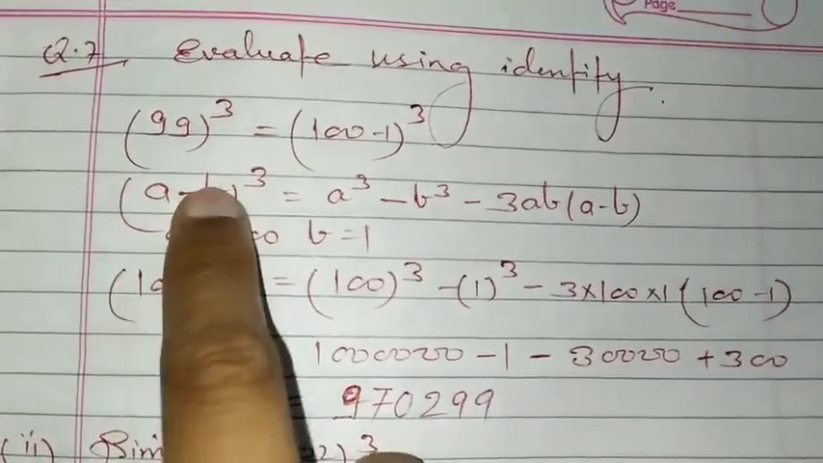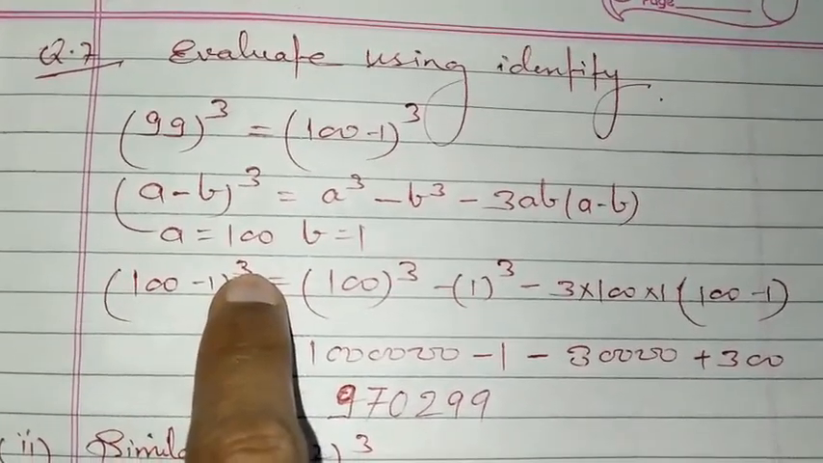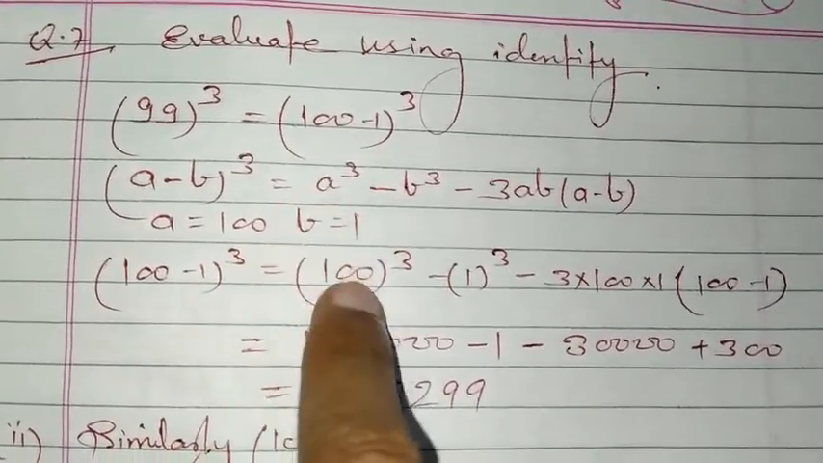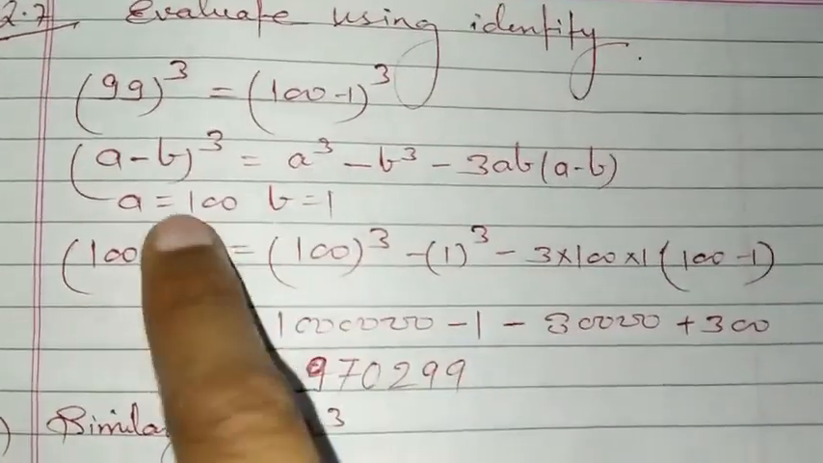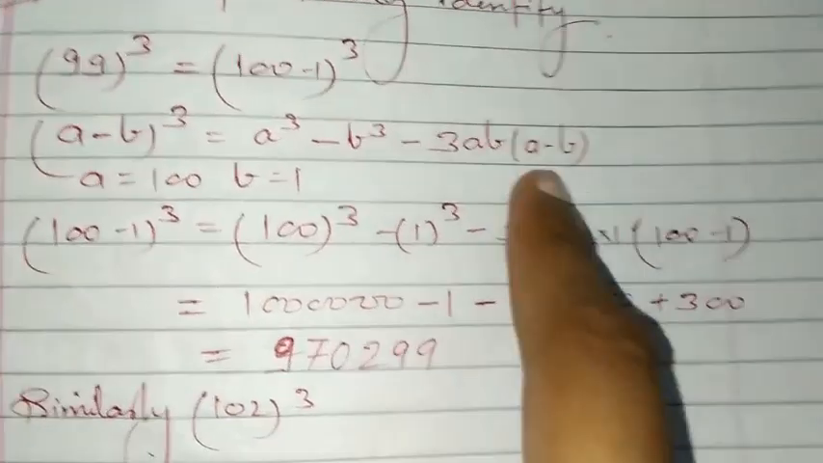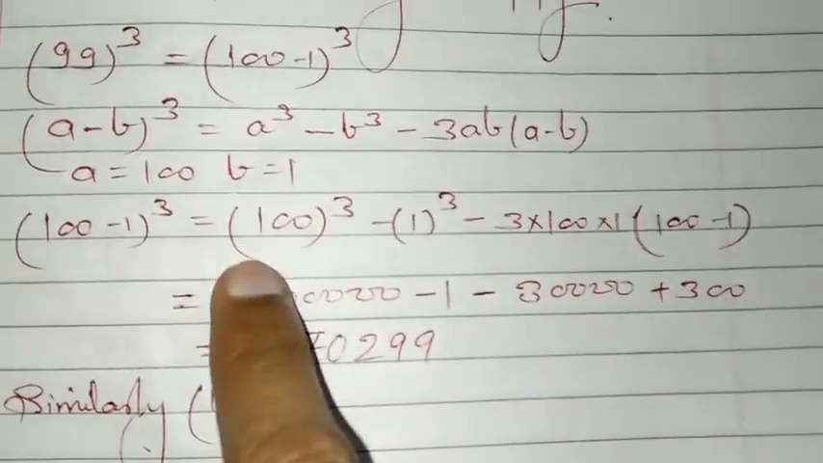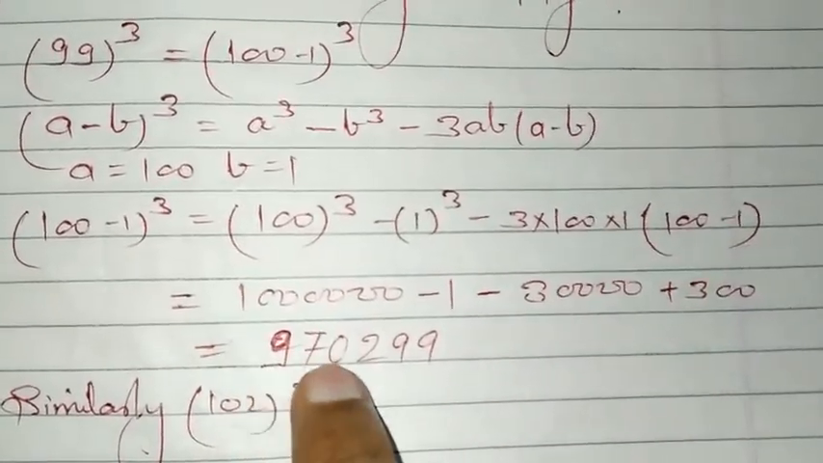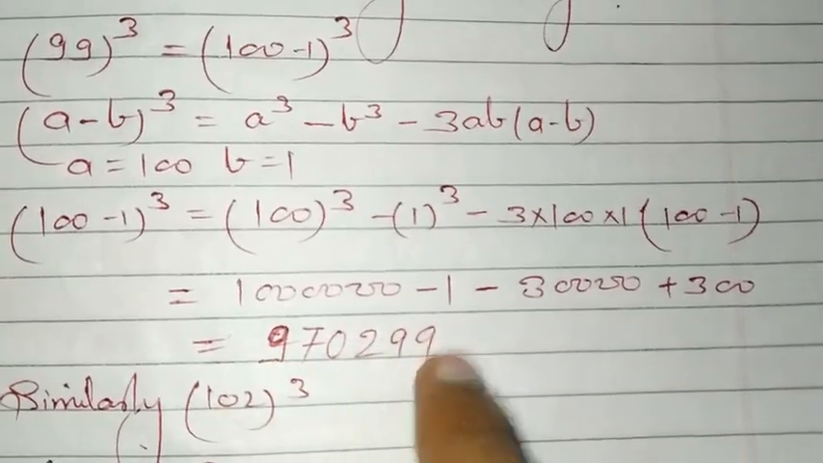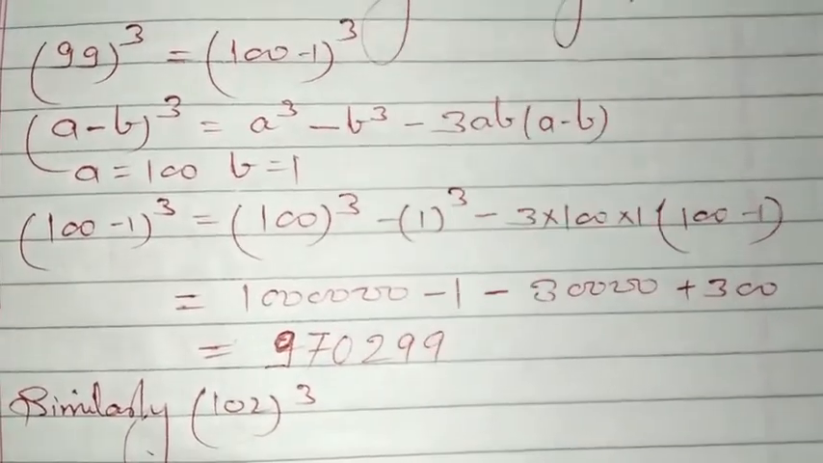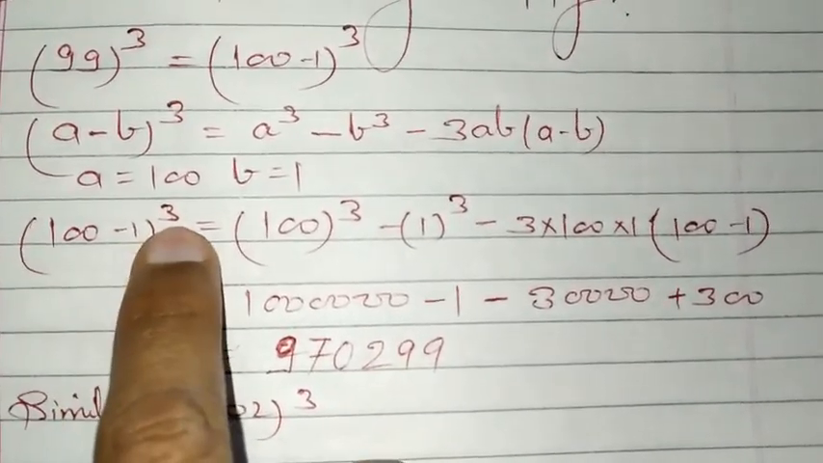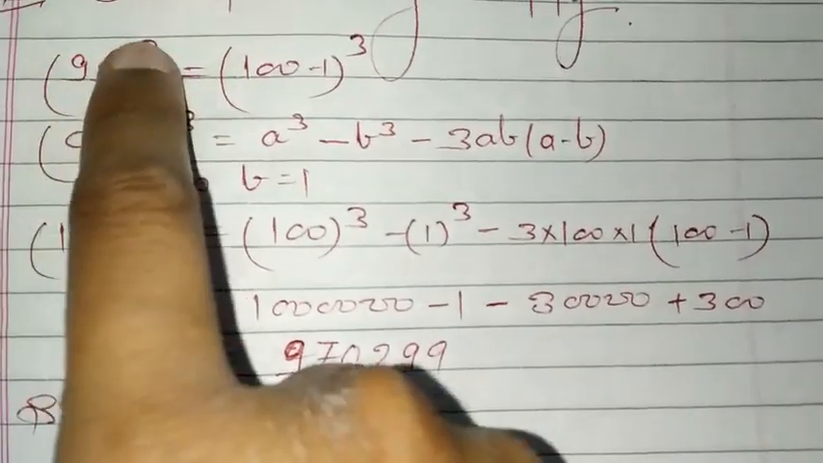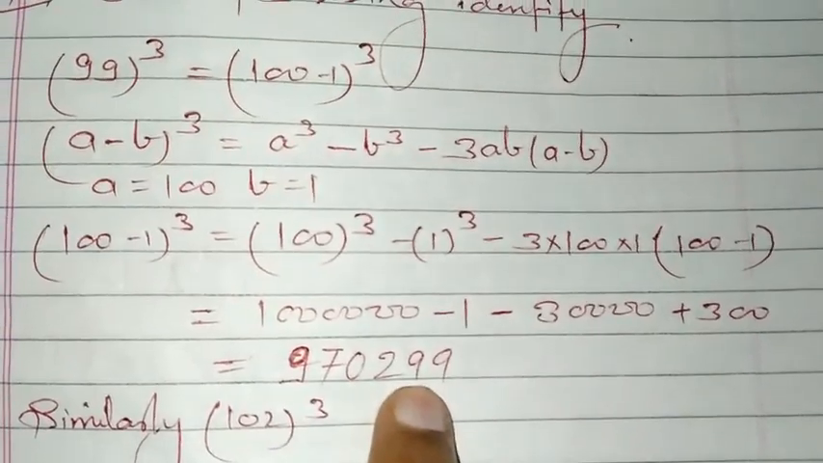So you will get 100 minus 1 whole cube equals 100 cube minus 1 cube minus 3, a is 100, b is 1, and then 100 minus 1. You just simplify it, you will get 970299. Fine. So you have found the value of 100 minus 1 whole cube, or we can say 99 whole cube. This is the answer.